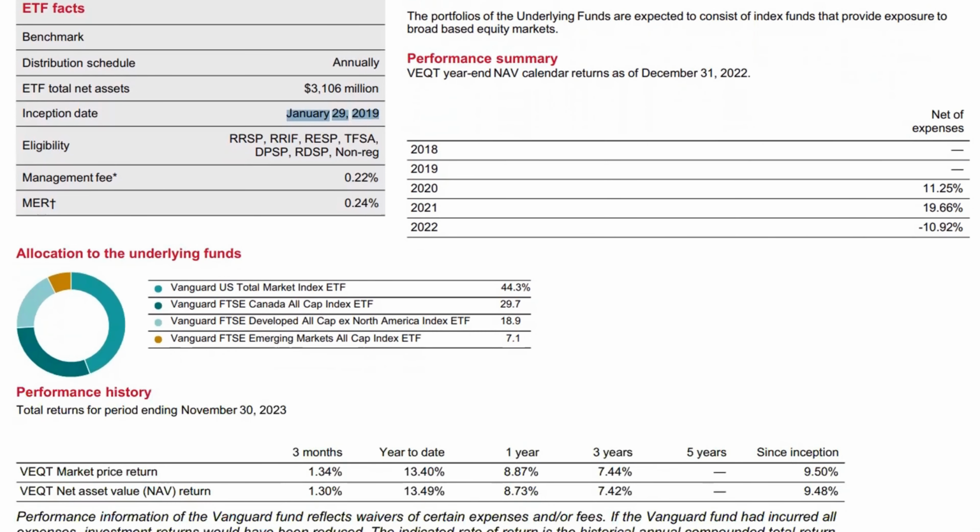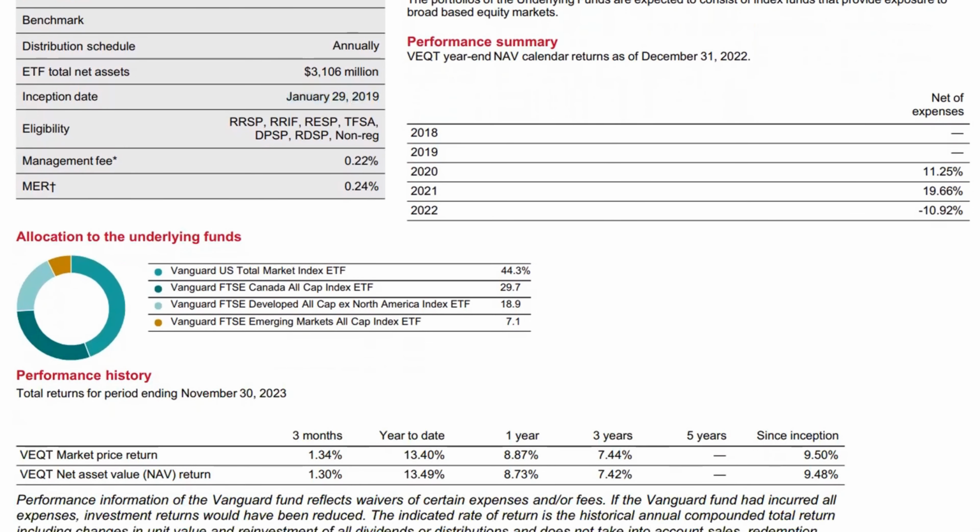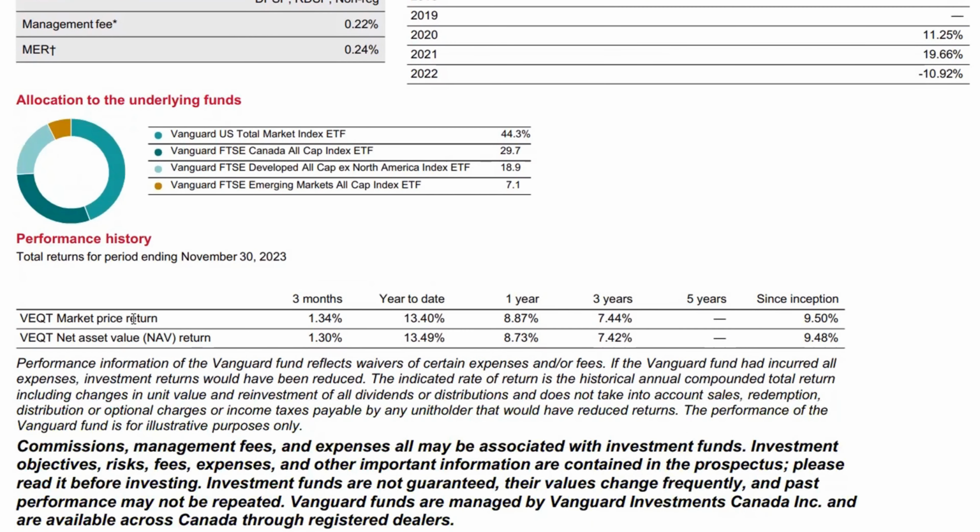It talks about the return as well by different calendar years, performance-wise, net of expenses. So the MER is taken out of this performance, so this is net. The MER for VEQT is slightly higher at 0.24%. As well, you see the return based on the net asset value as well as market price for the past 3 months, year to date, 1 year, and 3 year, as well as since inception.